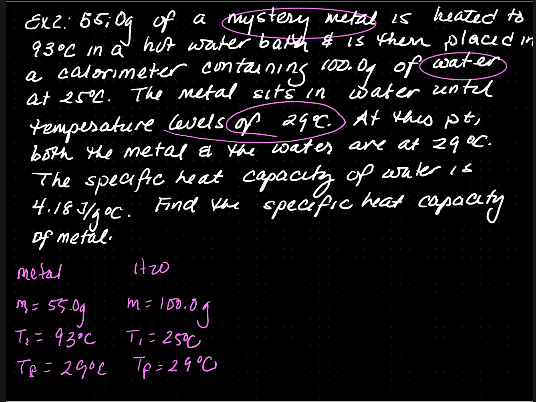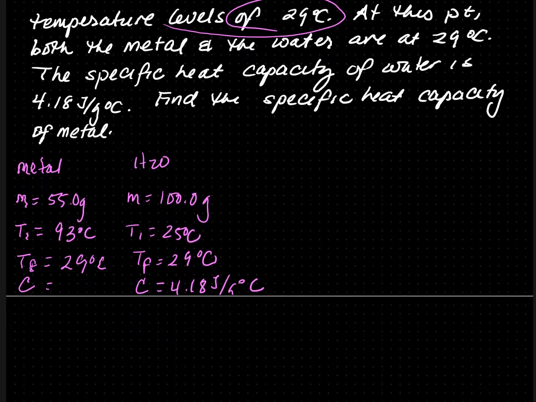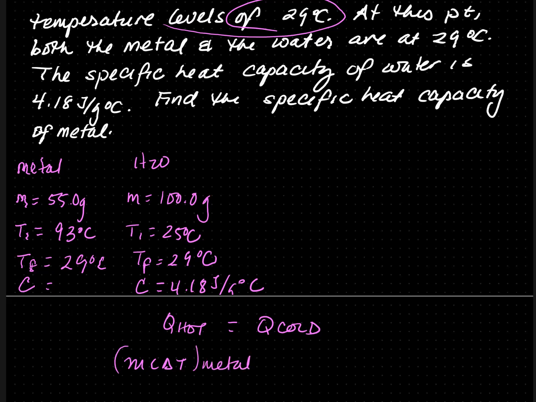We know the water's C is given as 4.18 joules per gram degrees Celsius. Again, we are looking for C for the metal. So this problem is very similar to the previous problem. So we know it's going to be Q hot equals Q cold, because there's two substances. So Q hot equals Q cold. So we know this is going to be mc delta T of the metal. This is equal to mc delta T of the water.